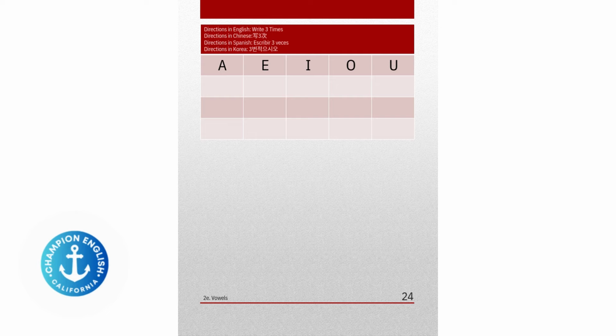So we would use k-a-t. We would use a C, an A, and a T. And notice it says cat. But if I change the vowel, it could say cat, or kit, or cot, or cut. So the A-E-I-O-U is like the music of the word.